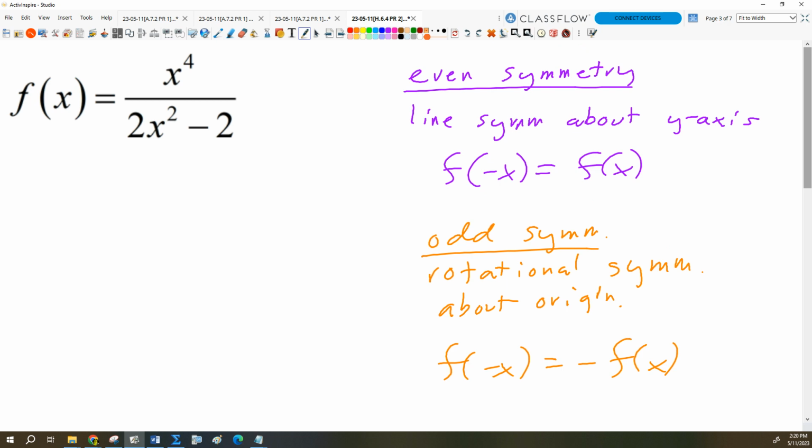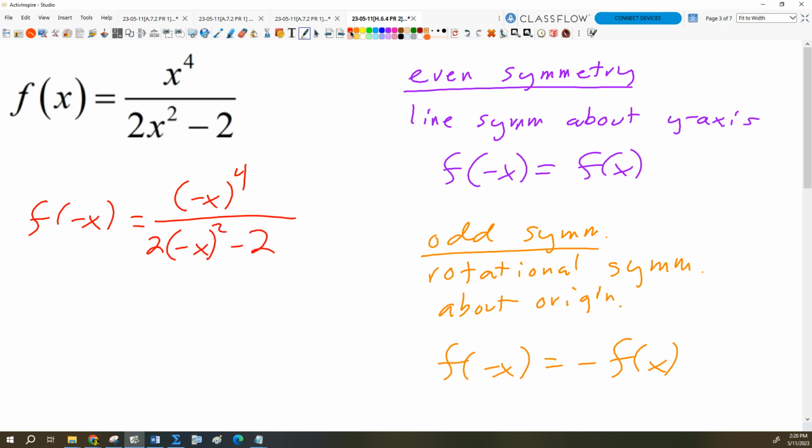If I plug negative x into this, what's going to happen? What is the quantity negative x? I'm going to get negative x to the fourth over, it's even, isn't it? Over 2 times negative x squared minus 2, right? Everybody see that? So it's not going to matter, is it? Because even powers of negative x don't change anything. The quantity negative x to the fourth is just x to the fourth, right?